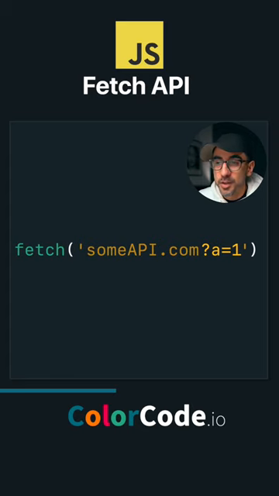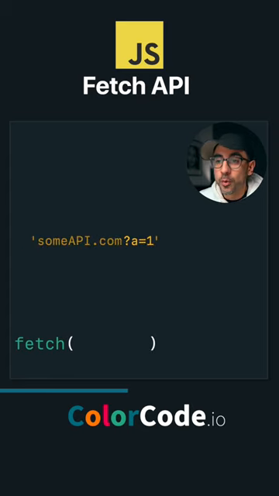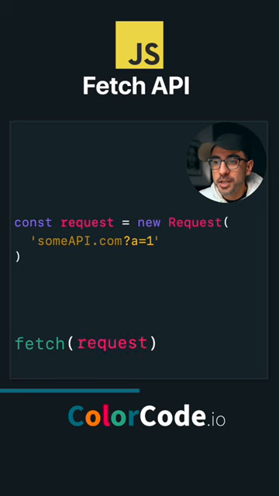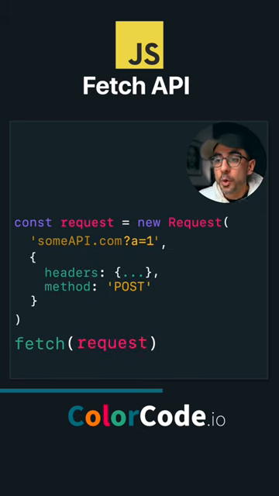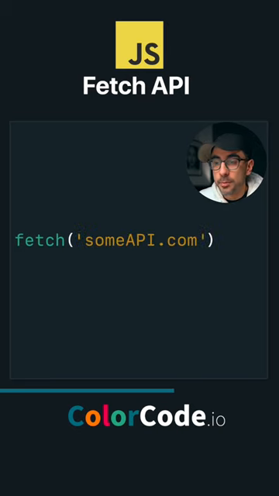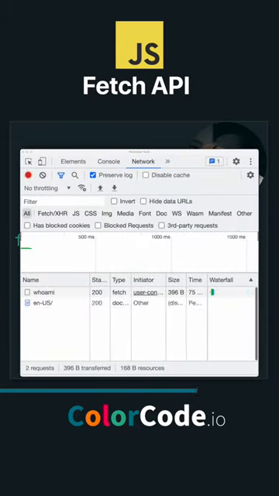Remember I said it takes a URL string? That's actually a shorthand for a request object. So create a request object and add all your headers to the headers prop. Or method if you wanna make it a post instead of a GET. If you don't do any of that and just pass in a string, it assumes you're making a simple GET request with no special configs. You can see your request go out in the browser DevTools under the network tab.